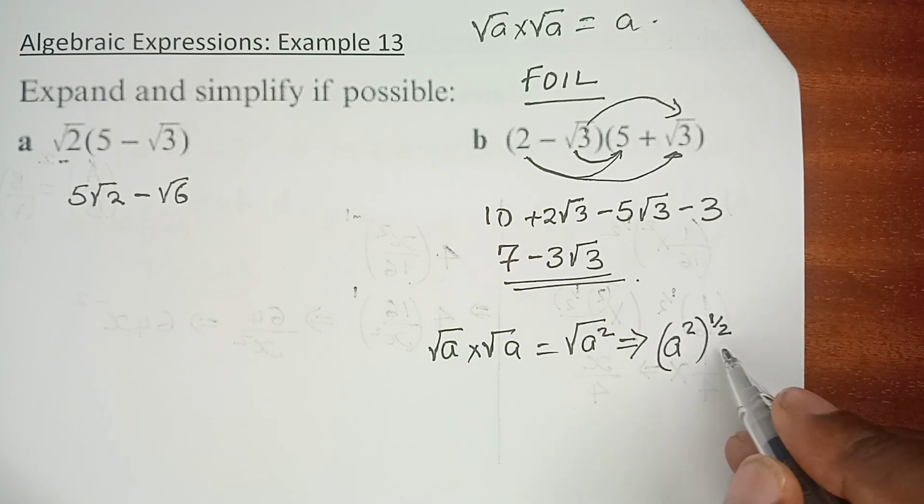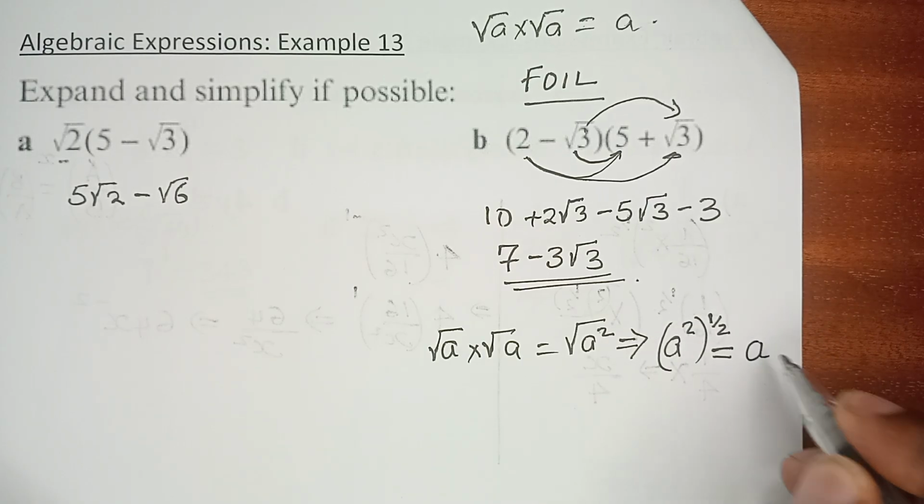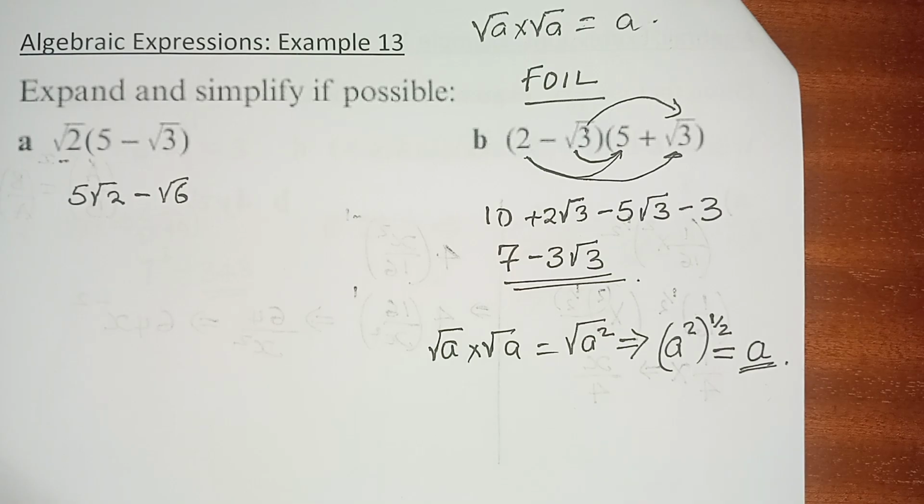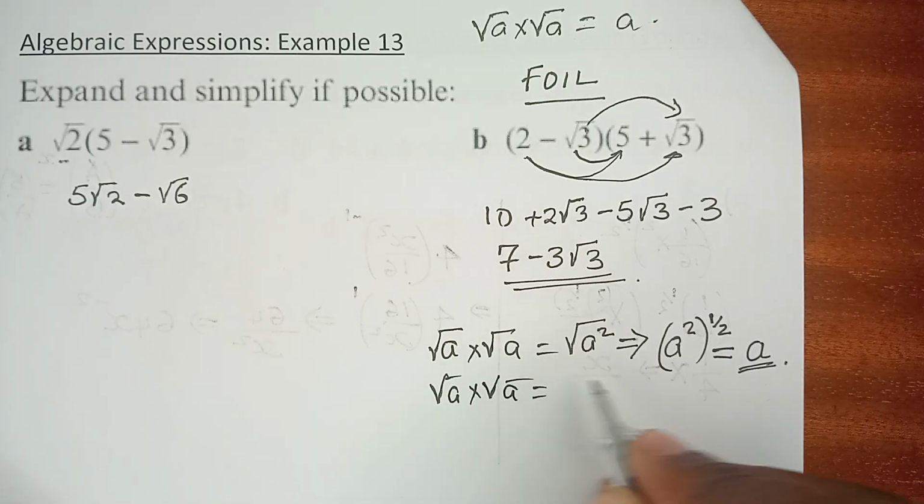2 times a half is simply 1, because these 2 will cancel with a 2, and then we'll have a raised to power 1, which is just a. So generally, when we are talking about the root of a times the root of a, it's simply a. We have bypassed all this because it's rather automatic.